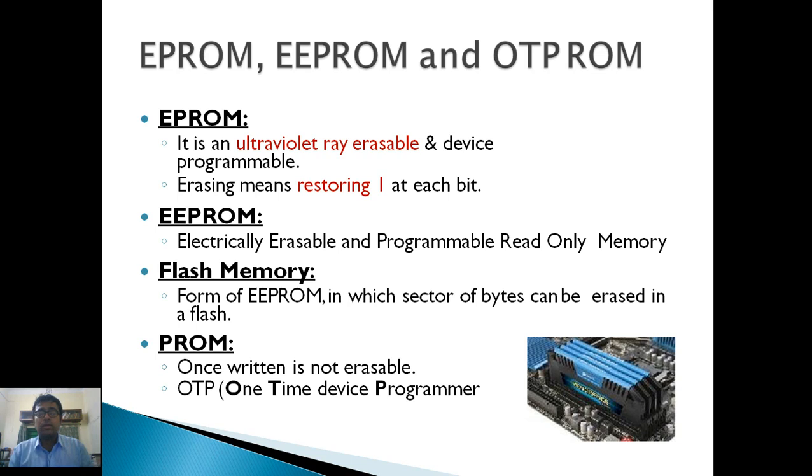EEPROM. According to the name, it is electrically erasable and programmable read-only memory. Flash memory is a form of EEPROM in which a sector of bytes can be erased in a flash. It means in case of EEPROM, you cannot erase a sector of bytes in a flash. In EEPROM, we make space for one at each bit. But in flash memory, a sector of bytes can be erased and a sector of space can be made available.